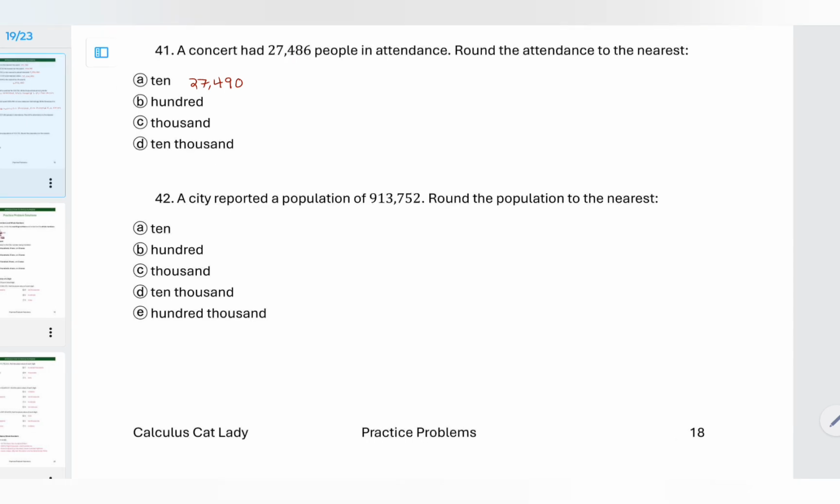For the next one, we need to look at the hundreds place, which is a 4. And the number to the right of it rounds it up. So 27,500. If we went around to the nearest thousands place, we have to look at the 7. And the number to the right of it is a 4, which rounds down. So that 7 gets to stay the same. And we get 27,000. If we went around it to the nearest 10,000, we have to look at the 2. The number to the right of it is a 7. So it rounds up to 30,000.